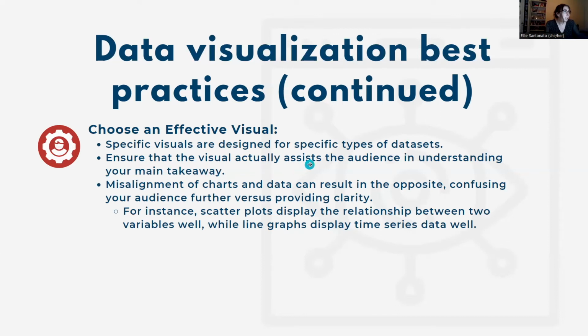Specific visuals are designed for specific types of data sets. You want to ensure that the visual actually assists the audience in understanding your main takeaway. And any misalignment of charts and data can result in the opposite, confusing your audience further versus providing clarity. For instance, scatter plots display the relationship between two variables, while line graphs display time series data well.